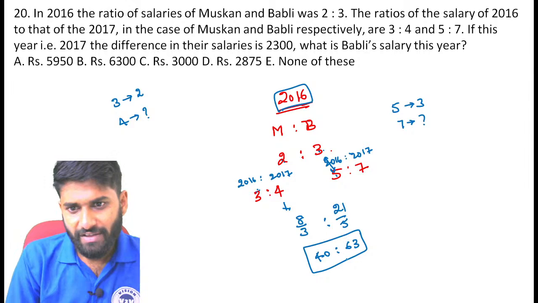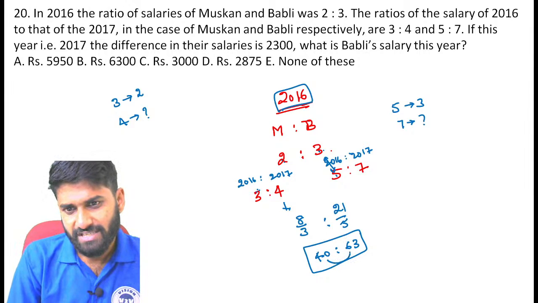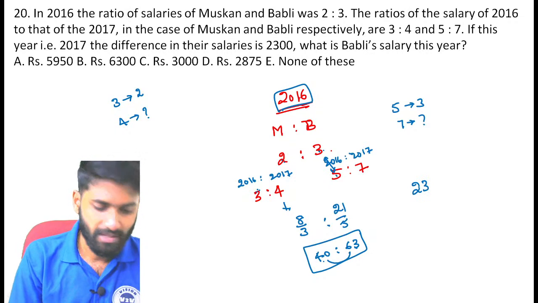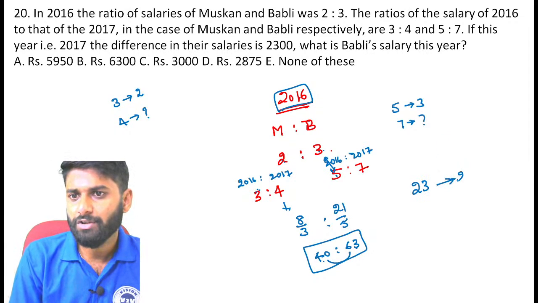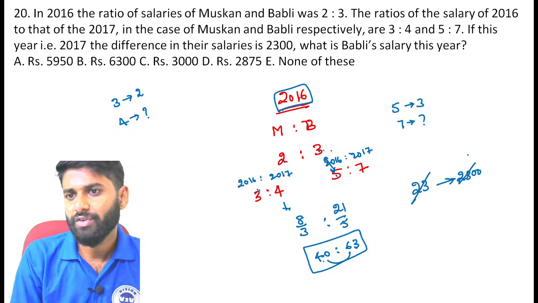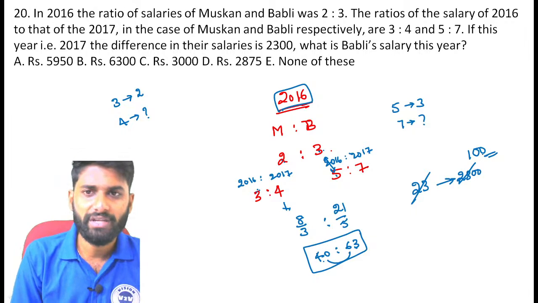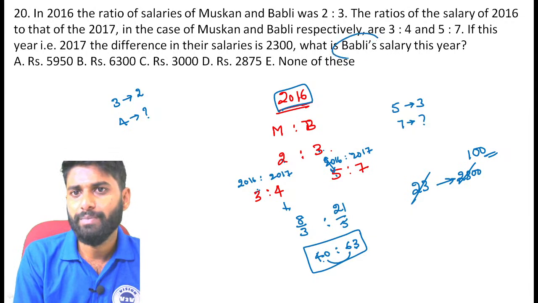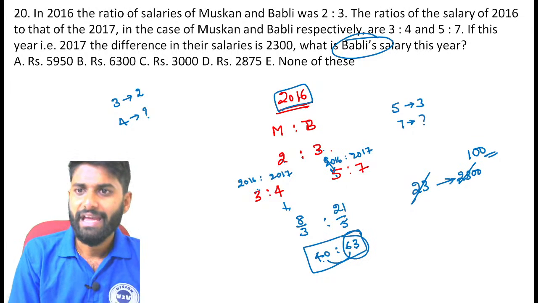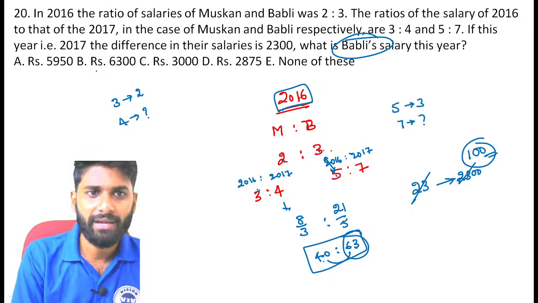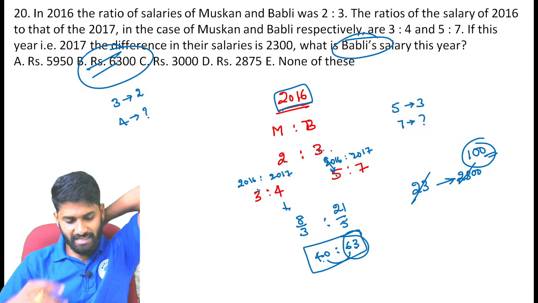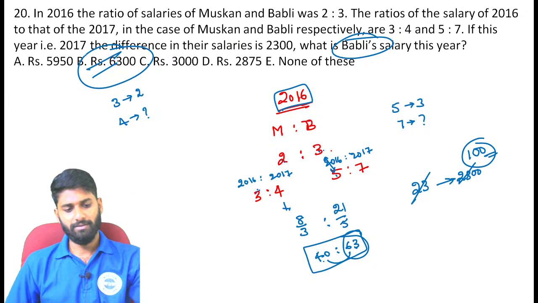Now see the difference of their salary. Here the difference of their salary is 63 and 40. The difference of salaries is equal to 23 units. Now 23 units is equal to 2300. Each unit is equal to 100. Then what is Bubbly's salary? B's salary is exactly equal to 63 quantities. Each quantity is equal to 100. The value becomes 6300. So in this way, just compare this year's value and the previous year's value.